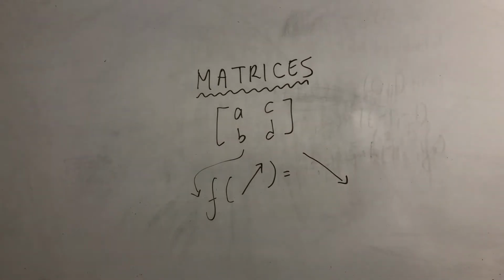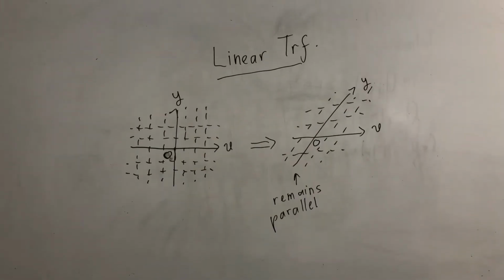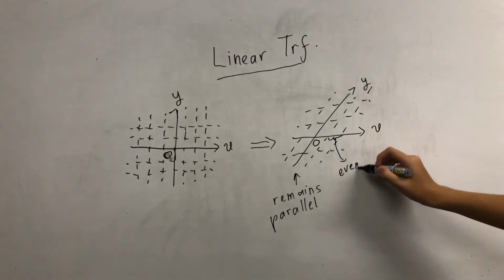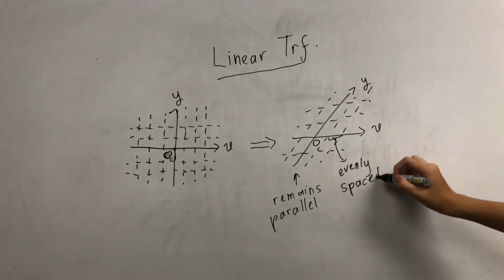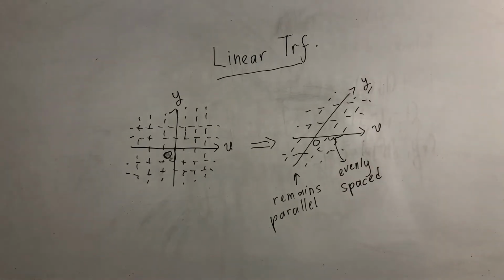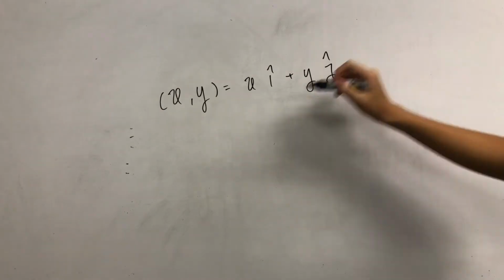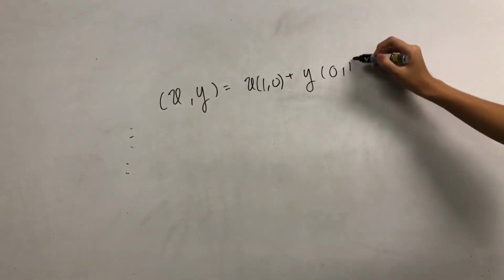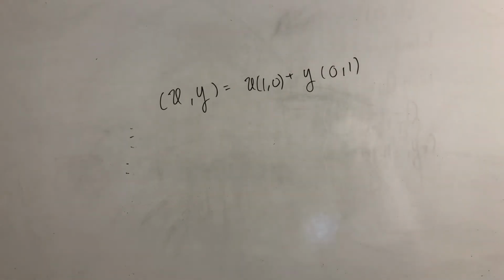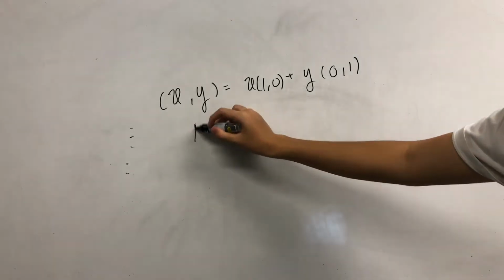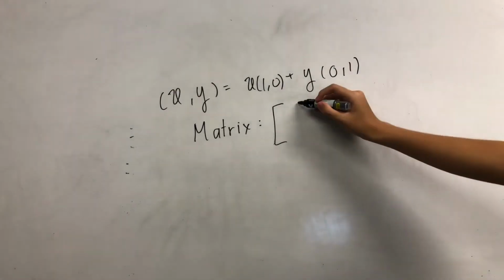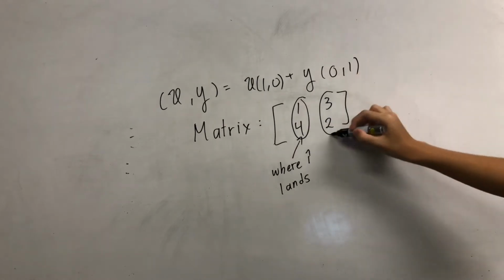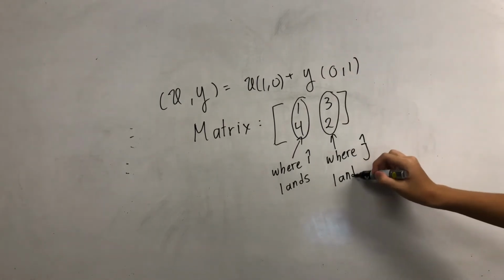for each input. The transformation remains linear if and only if, geometrically speaking, the grid lines in the Cartesian plane remain parallel, evenly spaced, and the origin remains fixed. If we think of an arbitrary vector, (x, y), we can express it as x times i hat plus y times j hat. We can then use the given matrix to transform the values of the basis vectors i hat and j hat. We can derive that the numbers on the left column will be where i hat lands, and the right column will be where j hat lands.